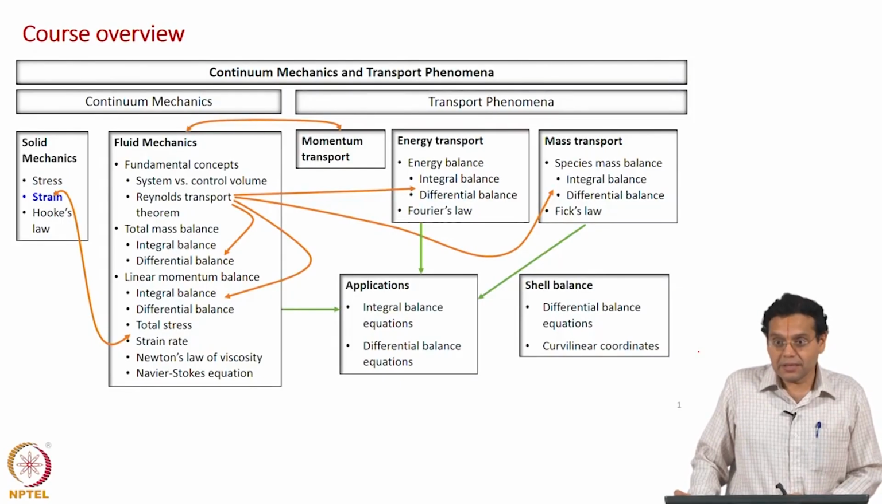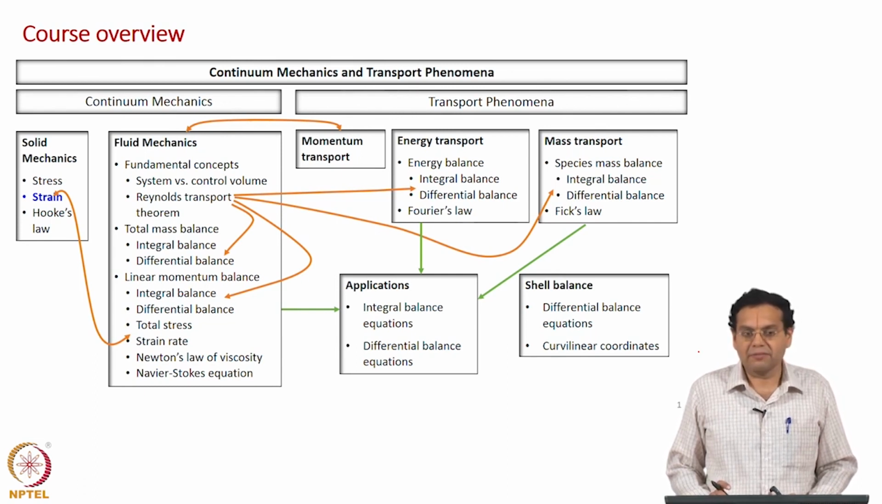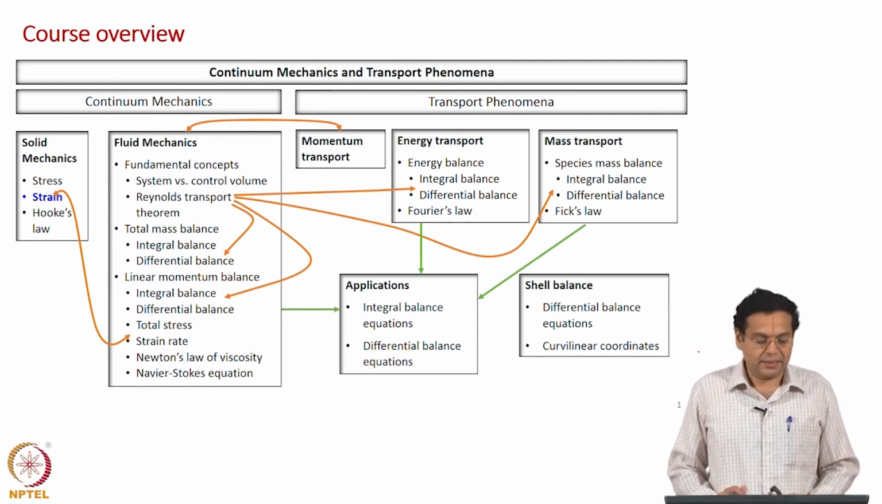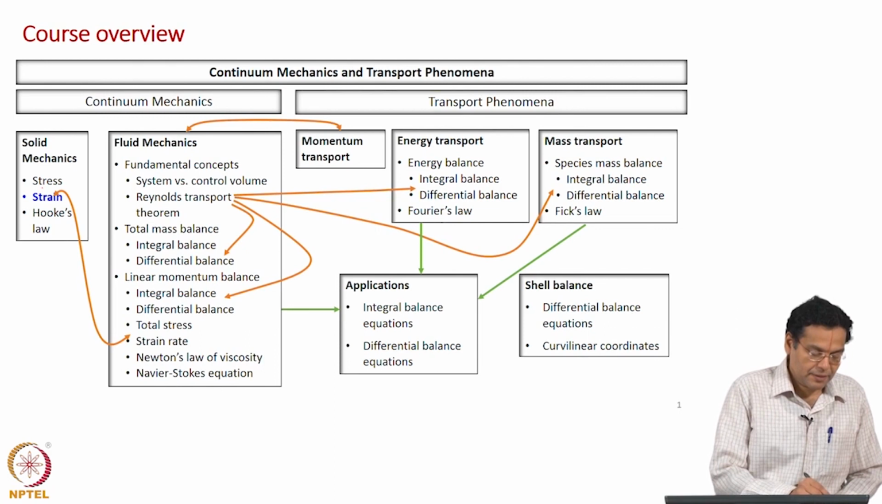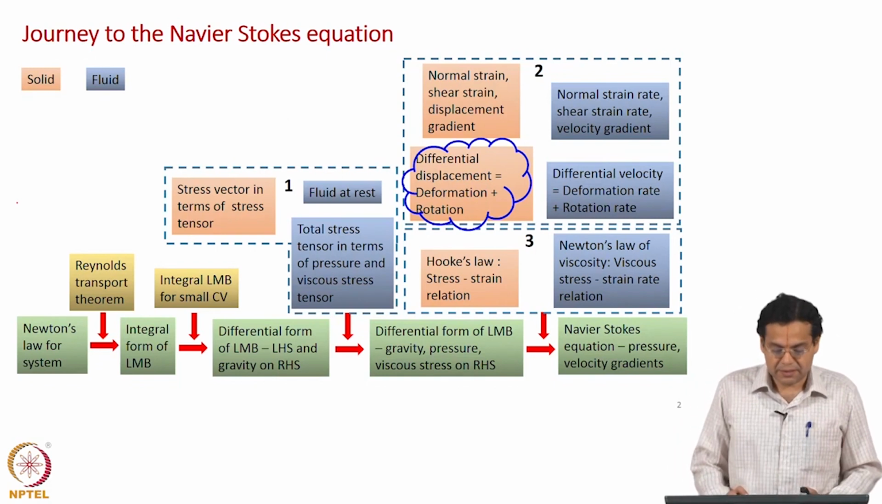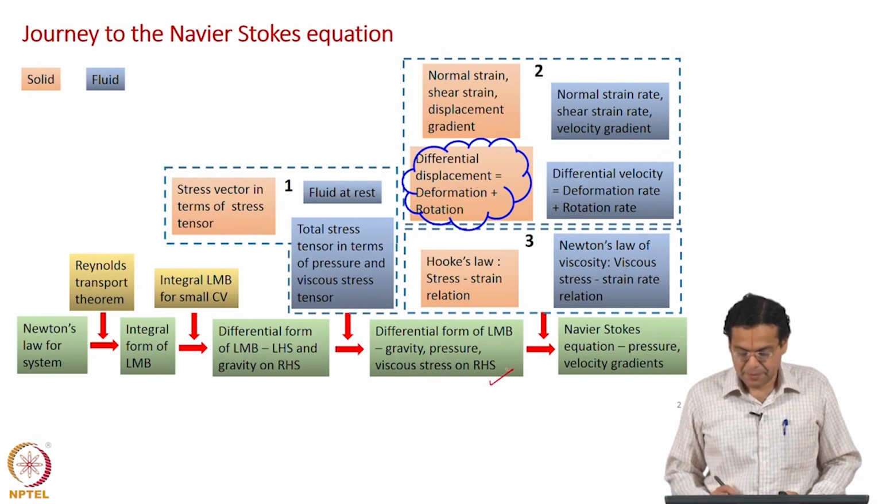We have derived the linear momentum balance, and then we are proceeding towards the Navier-Stokes equation, and we found that in the linear momentum balance, the viscous stresses were unknown, and we need to relate them to the velocity gradient. To understand velocity gradient, we have come to solid mechanics, and we are discussing strain, and with reference to this journey to the Navier-Stokes, we were here, having derived the differential form of linear momentum balance.